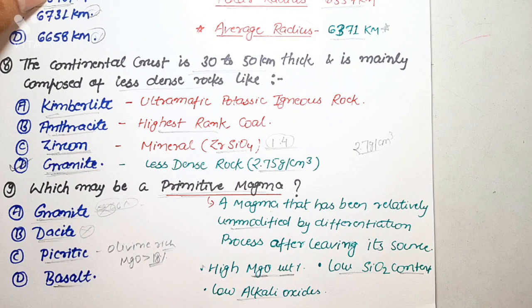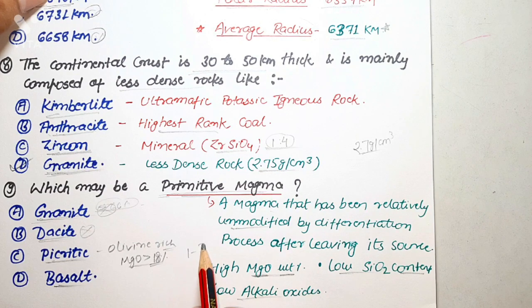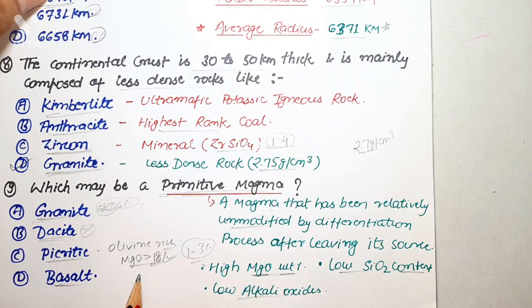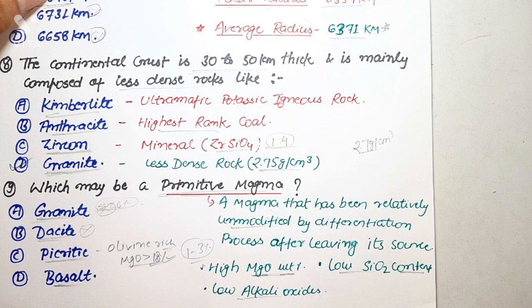So clearly picritic magma, first of all, its MgO percentage is greater than 18%, its alkali oxides percentage is from 1 to 3%. So this is low, this is high, and these also do not have a high silica content, that is, these are of low silica content. So all these characteristics show that picritic magma may be a primitive magma, but basalt will not be a primitive magma, if we compare these two options.